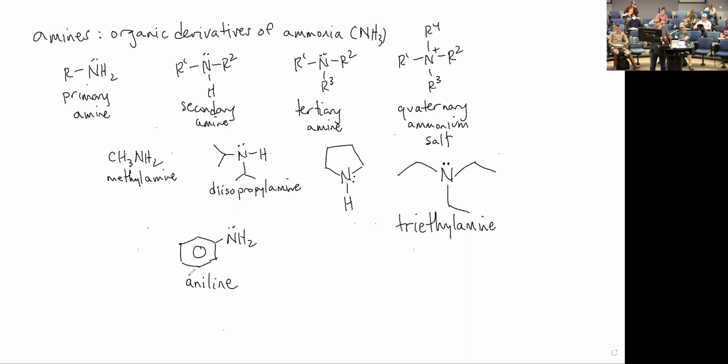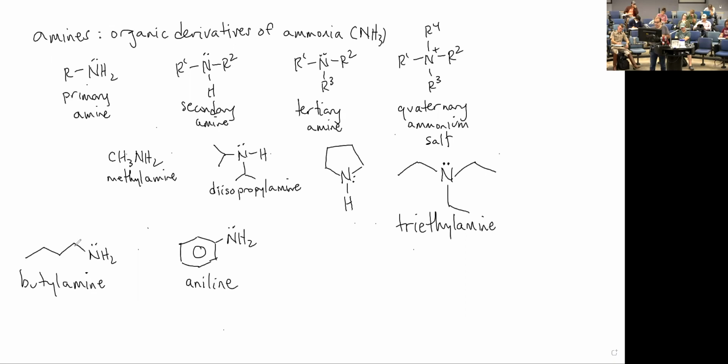So what would be an example of a quaternary ammonium salt? Oh, actually, let me do one more primary amine. You would call that guy butylamine, because that's a butyl group attached, 1, 2, 3, 4 carbons. You could also imagine what tert-butylamine would look like. So that would still be a primary amine.